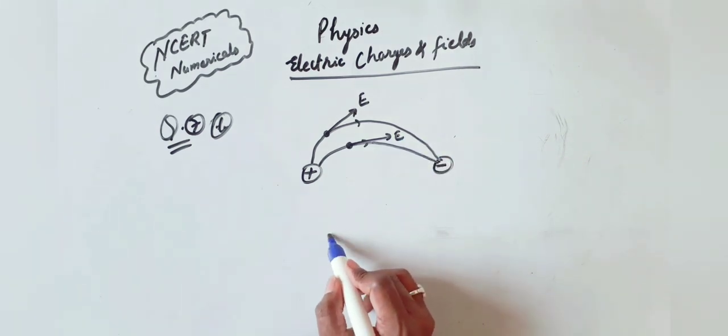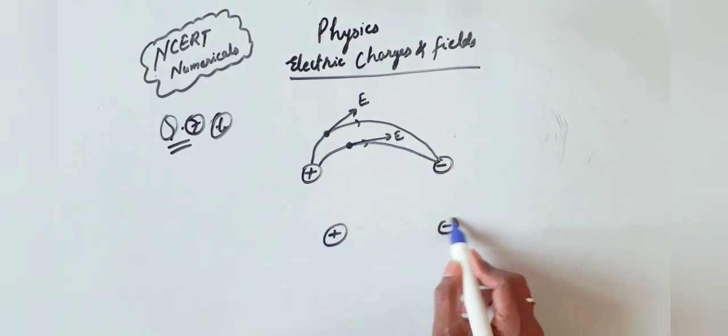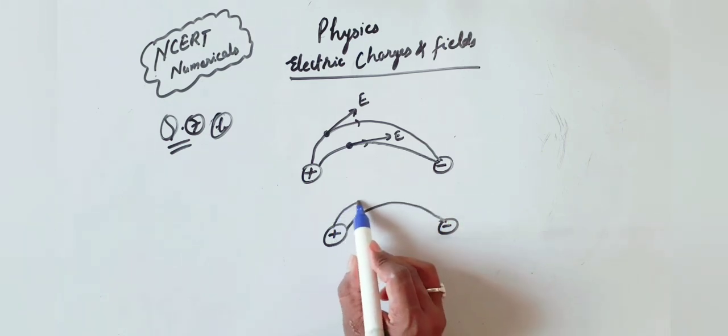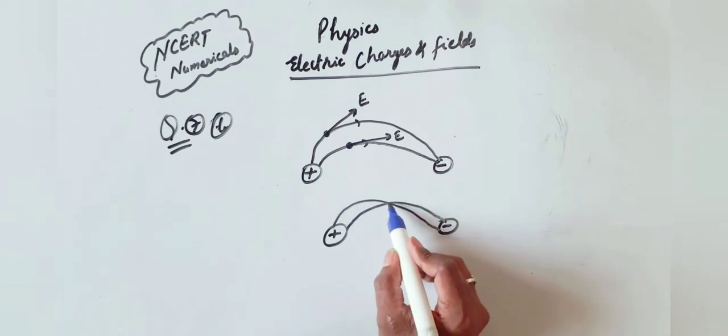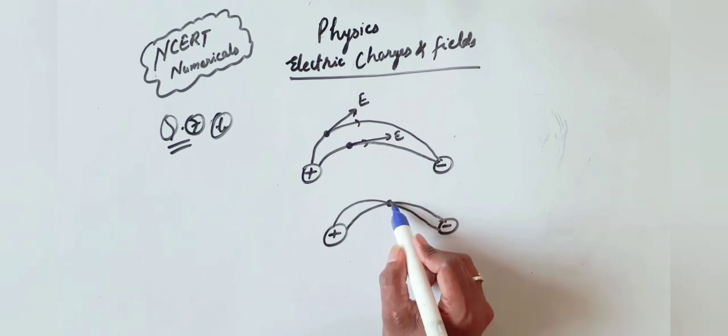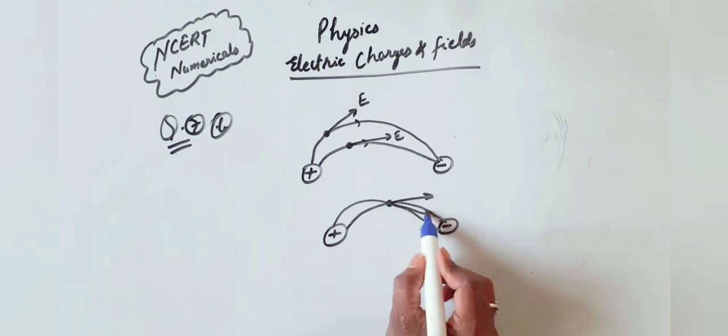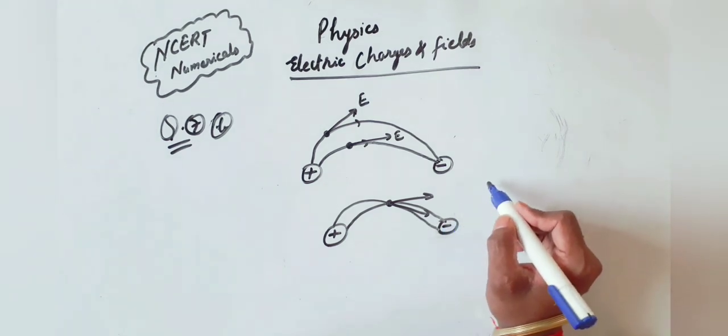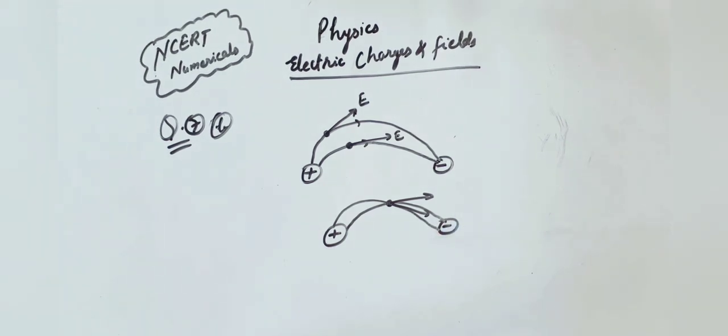So we can say if electric field lines cross each other, or intersect with each other, then at that one point there will be two directions of electric field lines, but in vector form that cannot be possible. So we can say that two electric field lines can never intersect each other.